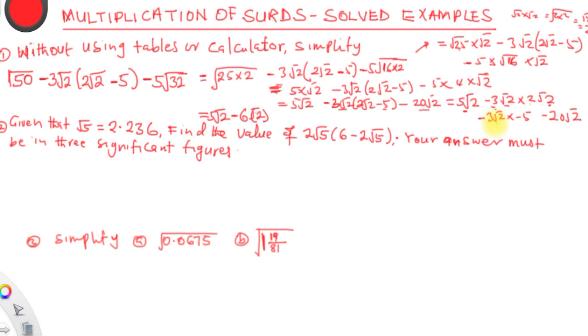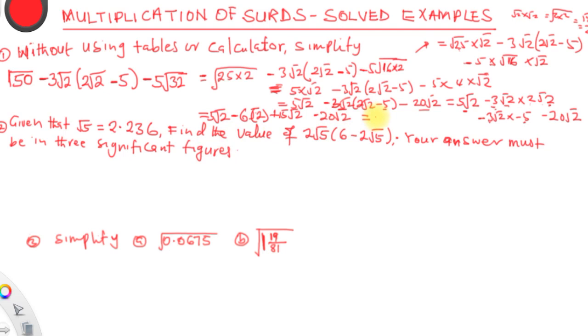Then we have negative 3 root 2 times negative 5. So negative times negative will give us positive, but this 3 is a rational number, and this 5 is also a rational number. So 3 times 5, we get 15. So it will be positive, plus 15 root 2. Hope you understand this. This is negative 3 times positive root 2 times negative 5. So negative 3 times negative 5, you get 15 times root 2, the same as 15 root 2. And then you have minus 20 root 2. Okay? Fine. So let us continue.